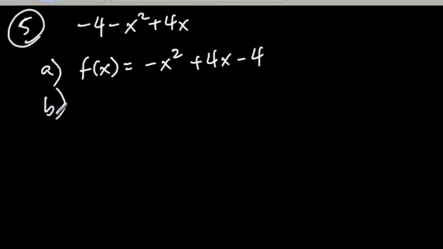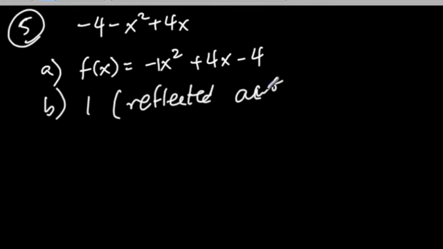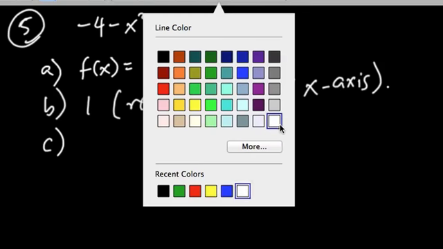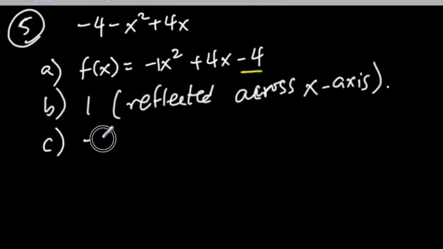Oops. The vertical stretch is actually 1. It's not -1 because remember the negative tells us that's the reflection. So the vertical stretch is 1. But we would say reflected across the x-axis. Right? C says to find the y-intercept, and the y-intercept is always the constant in the standard form. So this is going to be -4.